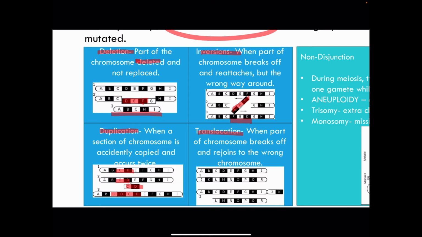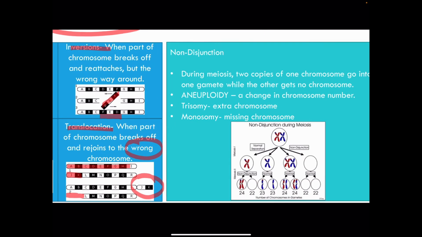Here, with a translocation mutation, a part of a chromosome is being broken off and rejoining, but to the wrong chromosome, okay? So here we've got JK. It breaks off. Instead of reattaching to that same chromosome, it's actually reattached to this chromosome up here, okay? So you can see this segment has reattached here instead of where it should have attached, which was here.